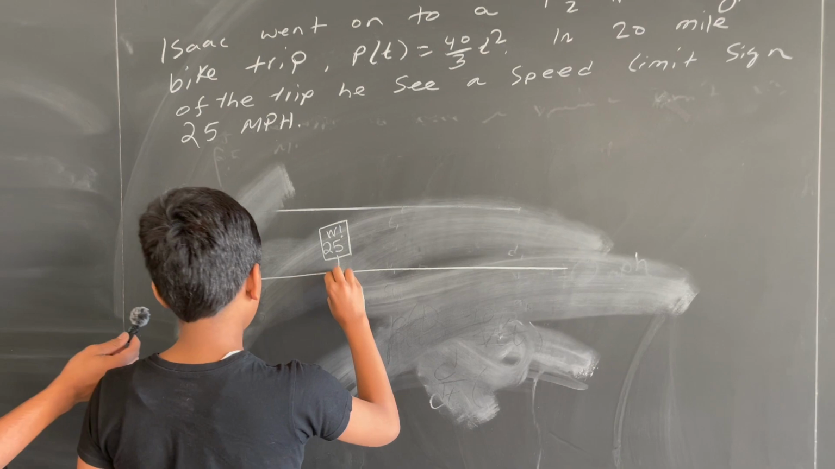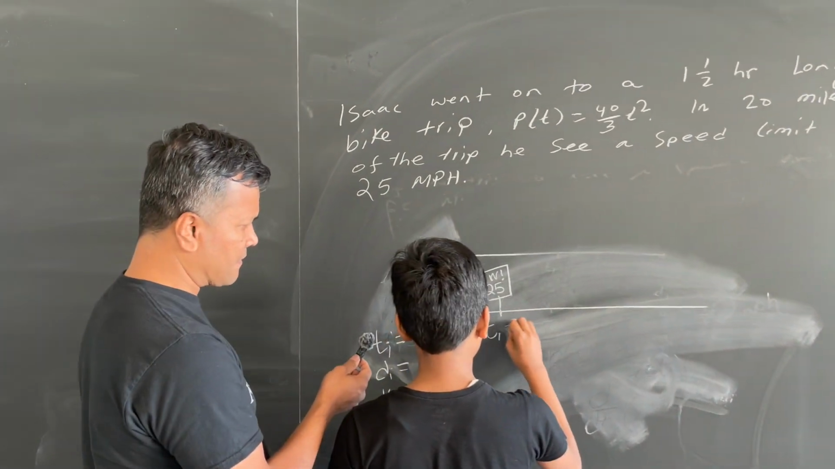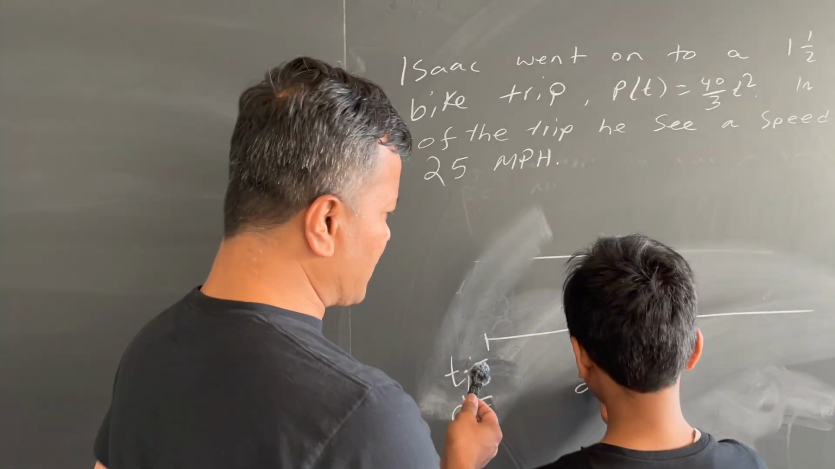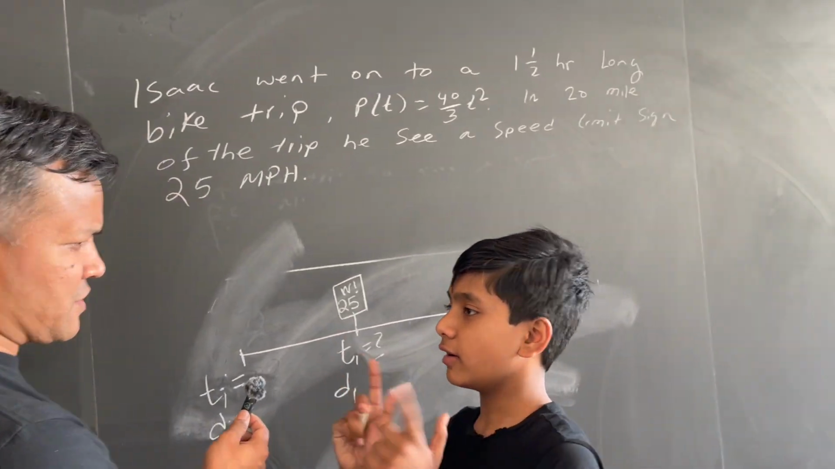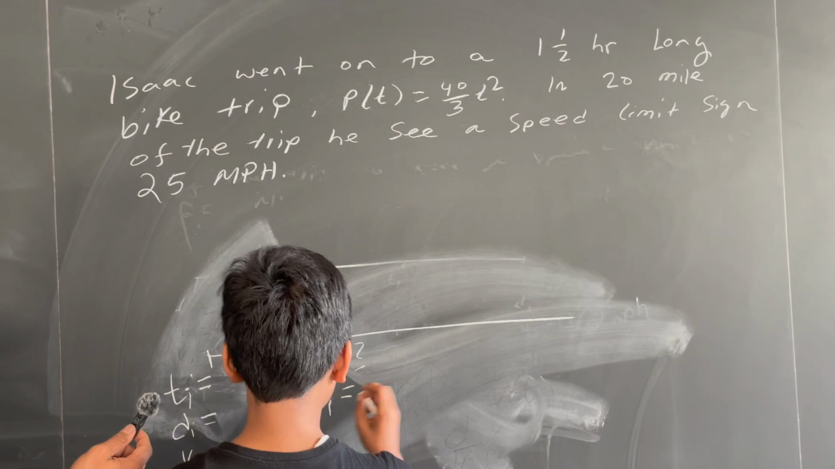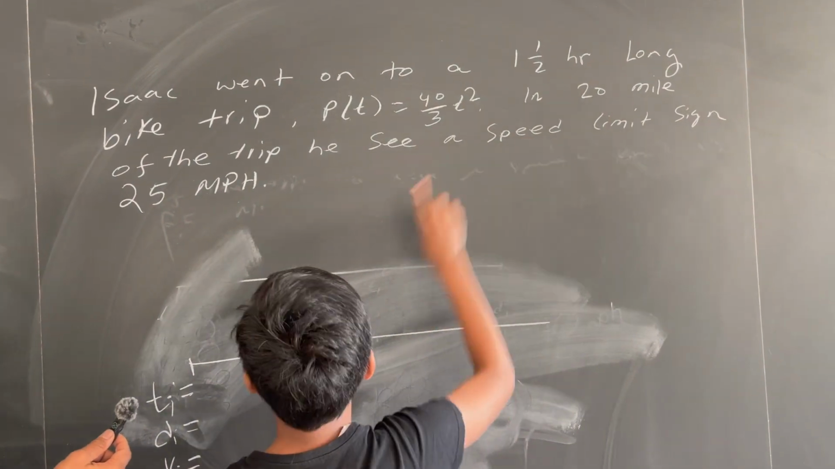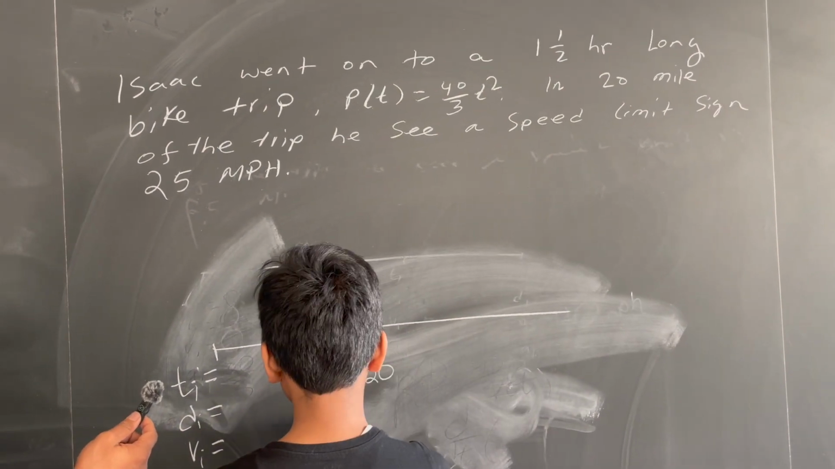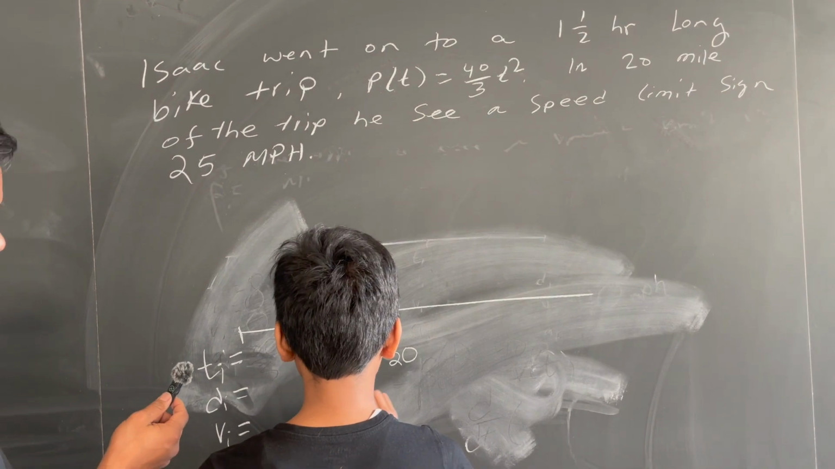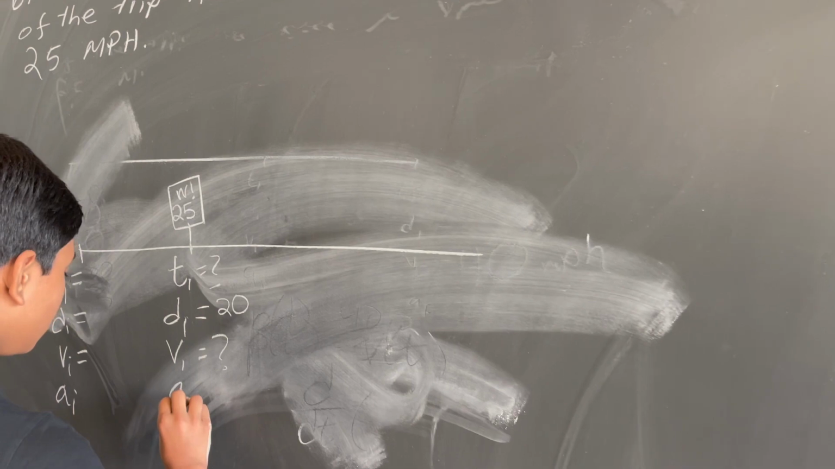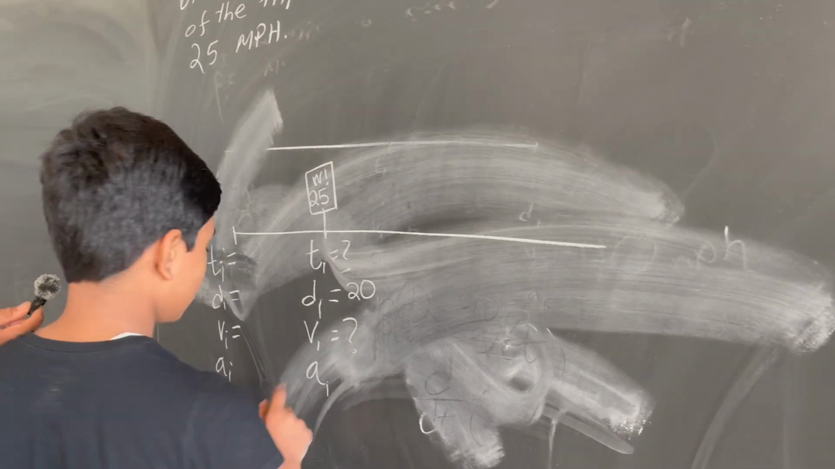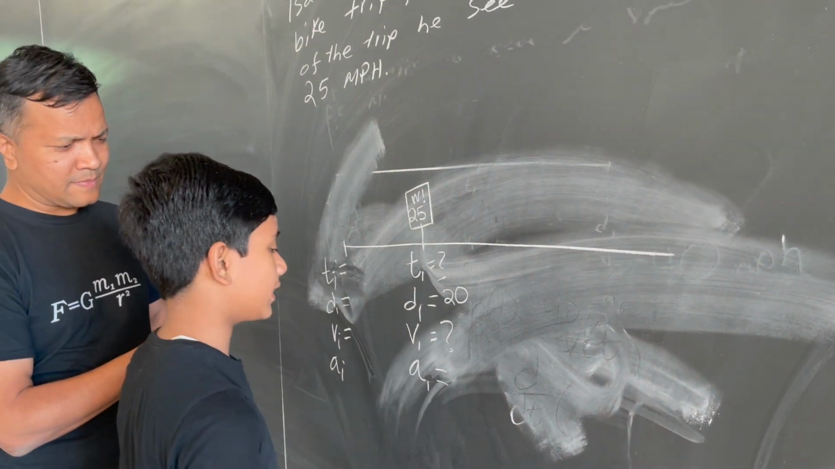And here, I know what the time is. I think you do know. How would you know? By algebra using the position function. We'll do that part later. But we immediately know the distance. It's given, 20-mile mark. The velocity we will find later, and the acceleration we're gonna find later as well.